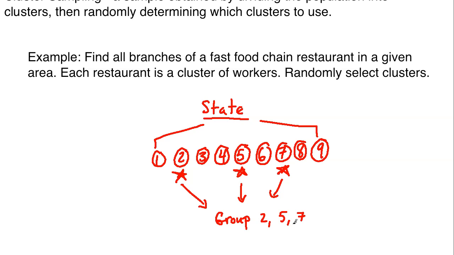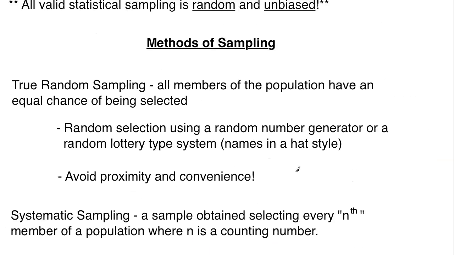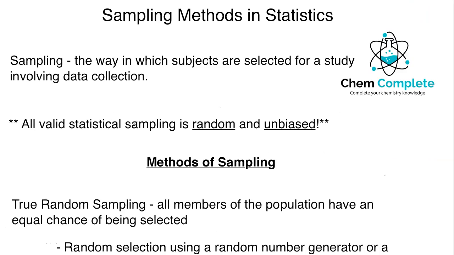Okay, so those are the 4 main ways that we have for legitimately sampling. Again, you want to avoid some other methods like convenience sampling and things like that. You certainly could do that. However, you are more likely to introduce bias into your sampling. And again, if we go back to this main point, you need to remember all valid statistical sampling is random and it is unbiased. So that concludes the sampling methods for statistical analysis.